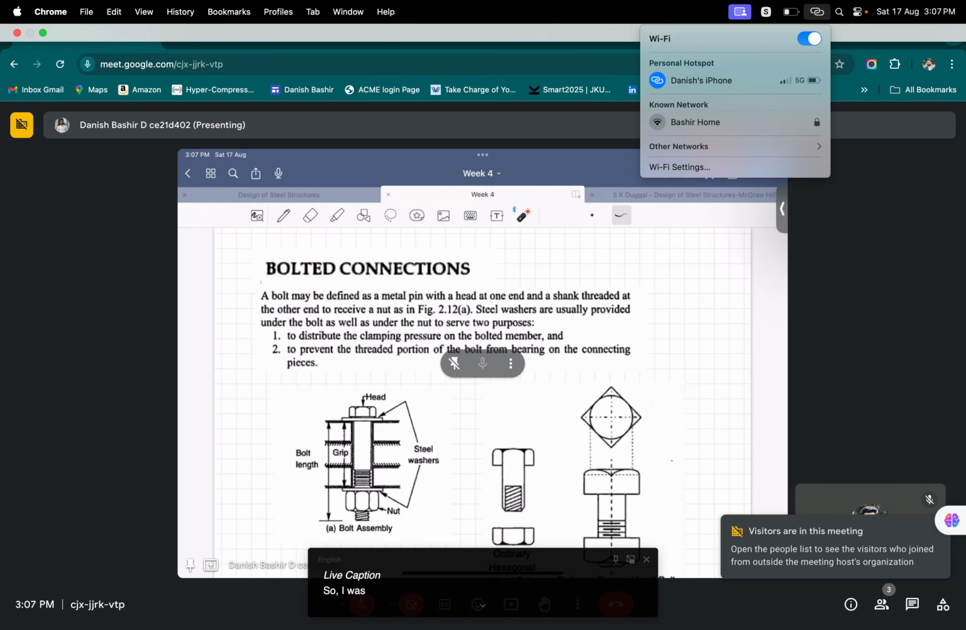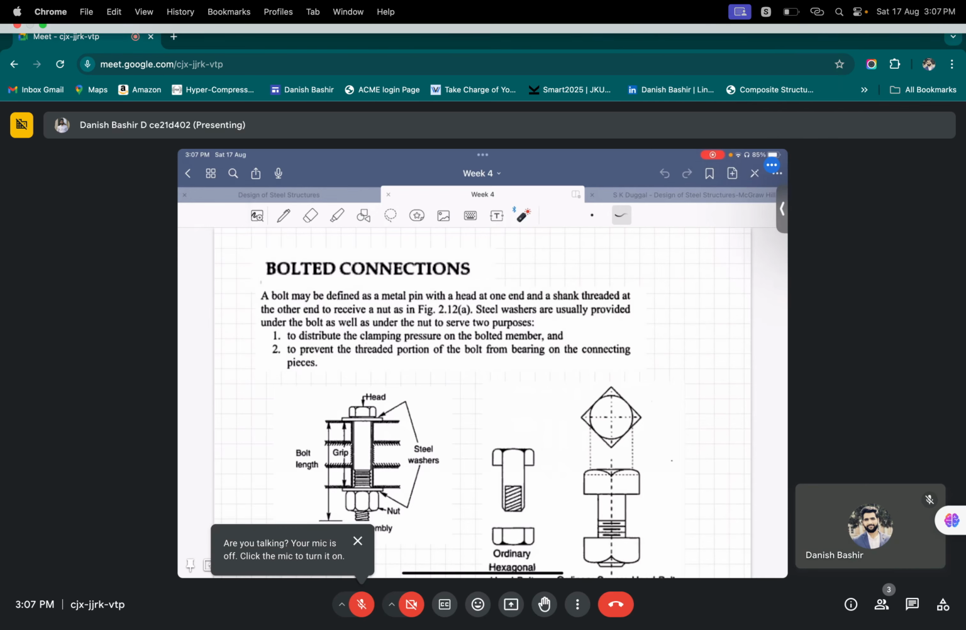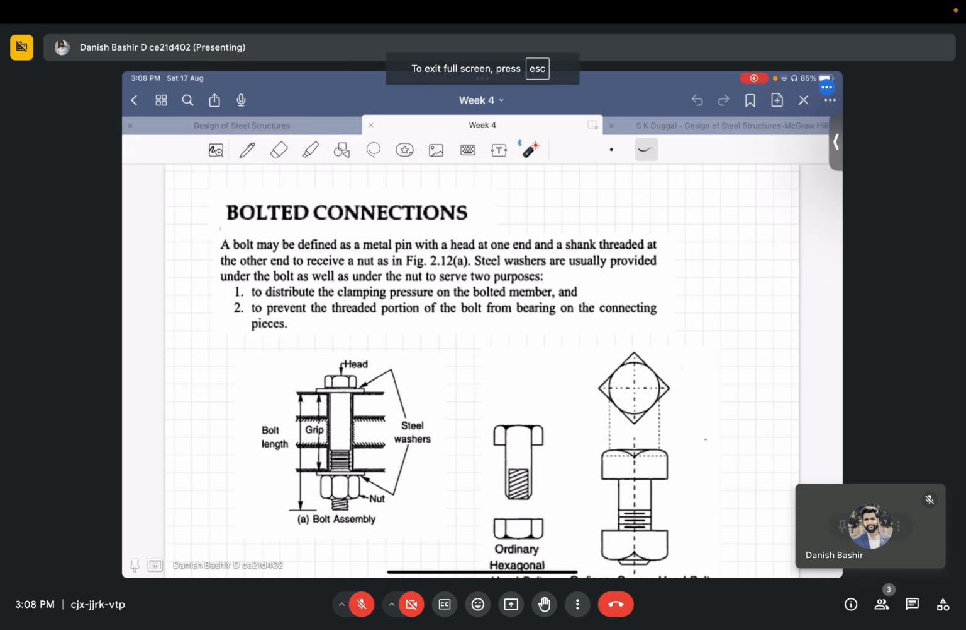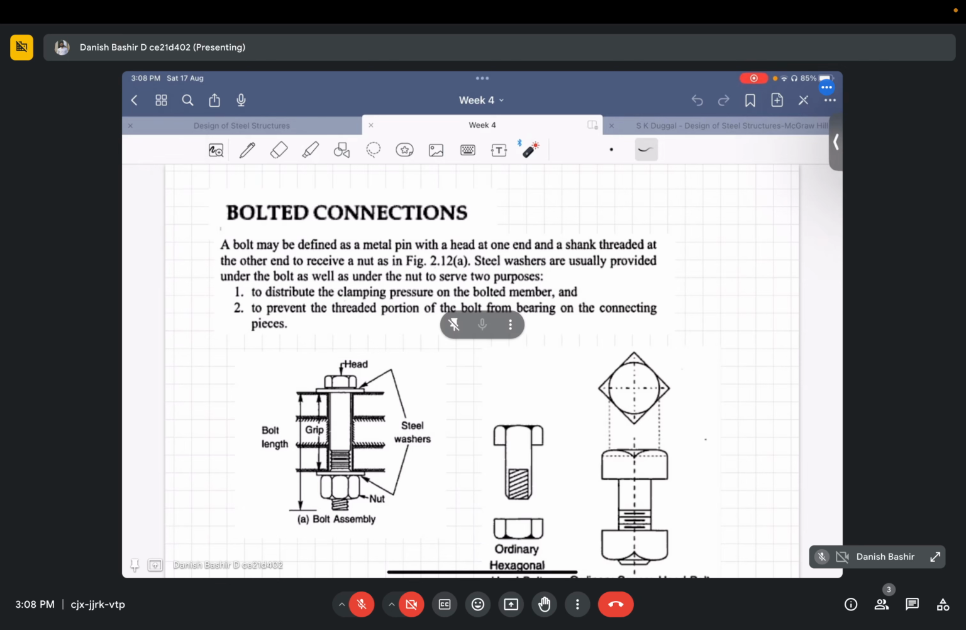So I was telling you, to distribute the clamping pressure on the bolt and member, that is one of the uses of these washers. The second use is to prevent the threaded portion of the bolt from bearing on the connecting pieces. This is the second use of these washers. I hope you are getting the point.